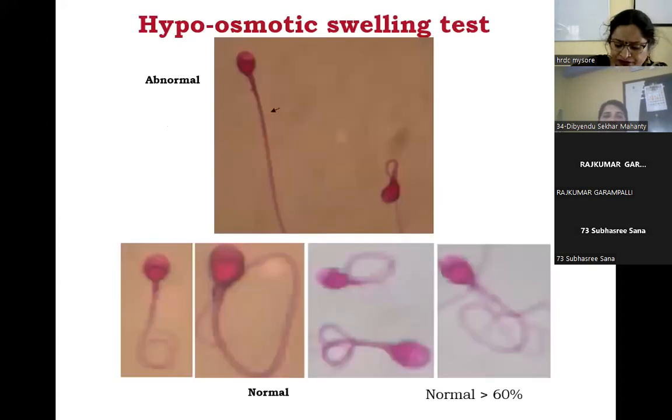This is the result of the hypoosmotic swelling test. In the diagram, you can see this is the head of the spermatozoa and this is the tail in the microscopic examination. This is the abnormal spermatozoa. These are all normal, because you can see there is a bend in the tail portion. Different kinds of bends you can see. So this is normal, and if more than 60% are normal, then we consider this as normal.